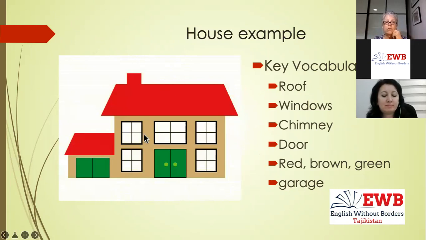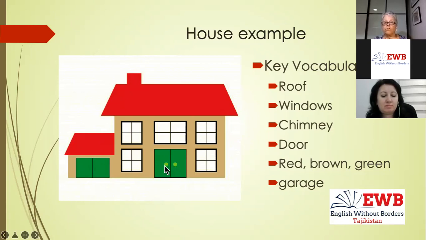My house is a great big house. It has 5 windows and it has a red roof and a red chimney and a garage. The garage has 2 doors and the house has 2 doors.